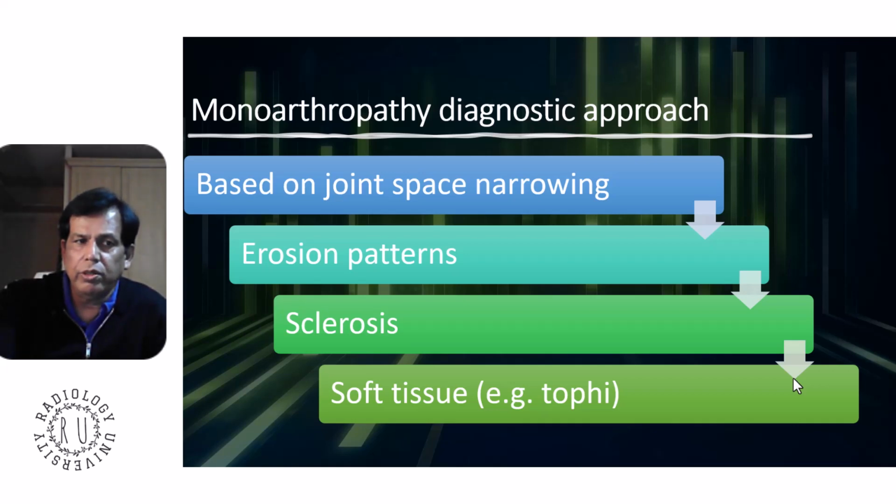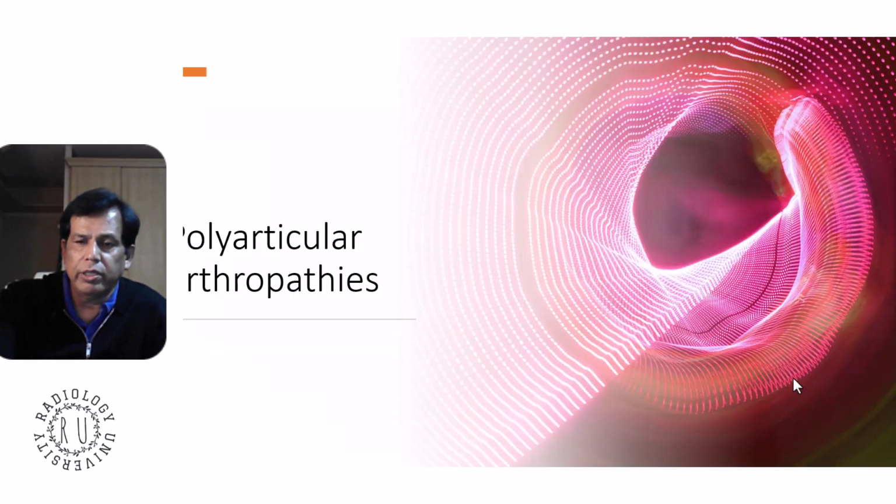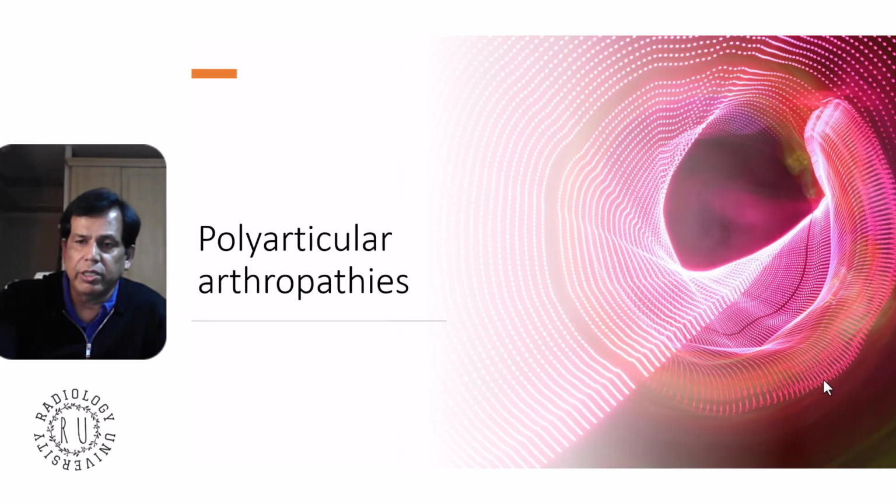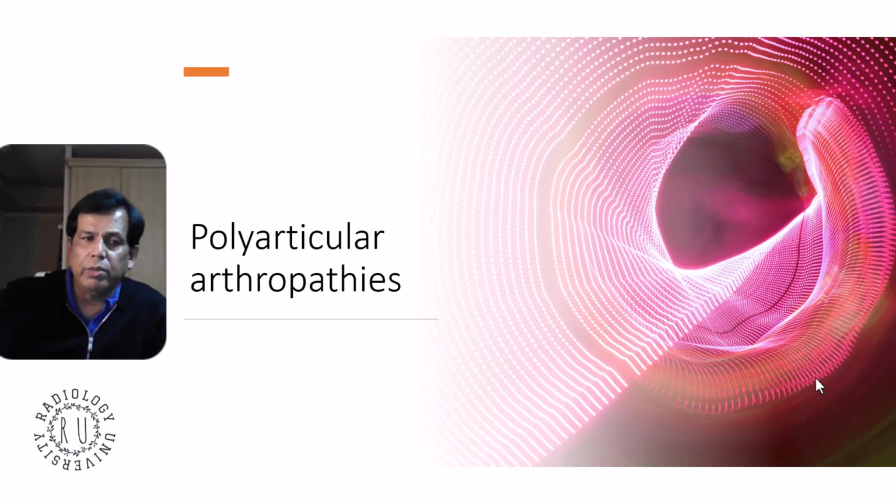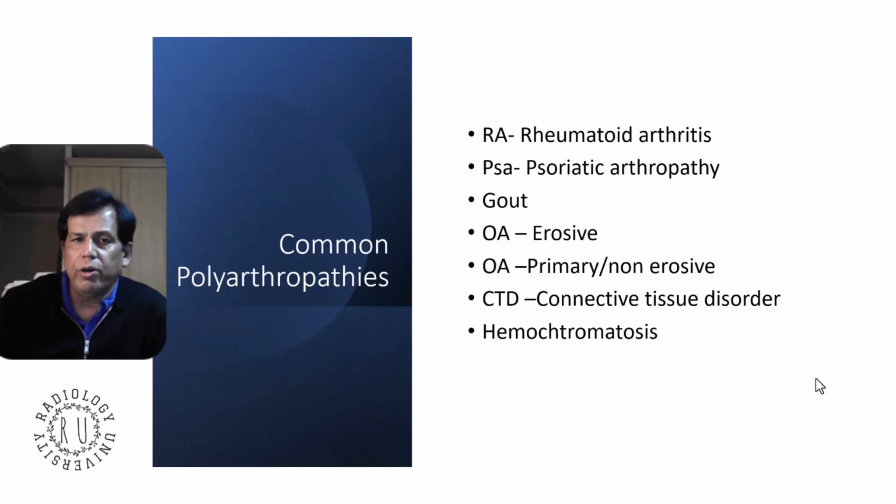Now we'll move on to poly. Poly, as the name goes, is multiple joint involvement, and this is a very wide area where the possibilities include very commonly inflammatory arthropathy like rheumatoid and psoriatic. As we see with gout, we see mono and poly. Osteoarthritis, both erosive and primary, can be poly. It can be mono also, primary, but it's poly. Connective tissue disorders are a very big variety, like SLE and scleroderma.